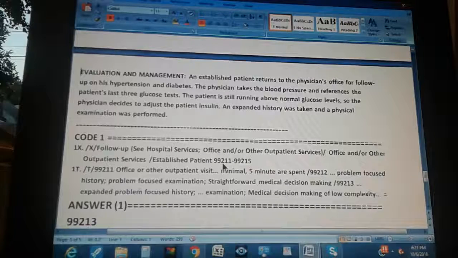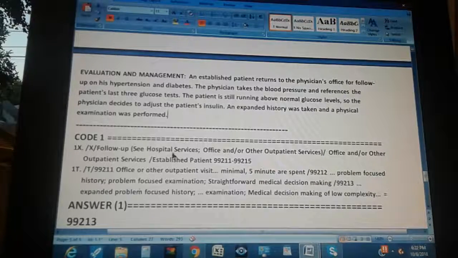Okay, so the section is evaluation and management, and it reads like this. An established patient returns to the physician's office for follow-up on his hypertension and diabetes. The physician takes the blood pressure and references the patient's last 3 glucose tests. The patient is still running above normal glucose levels, so the physician decides to adjust the patient's insulin. An expanded history was taken and a physical examination was performed.